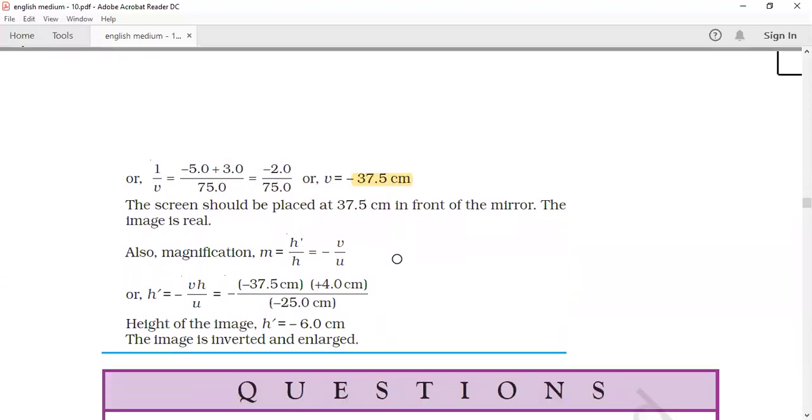Now after that, the magnification. The same equation, you put v by u, but here some changing: m is equal to h dash by h is equal to minus v by u. So we found the value h dash because we have the value of h. Now h moving here, so the equation should be minus v h by u. Put all the values, and we found minus 6.0. The image is inverted and enlarged. So these two numericals we showed in the concave mirror.